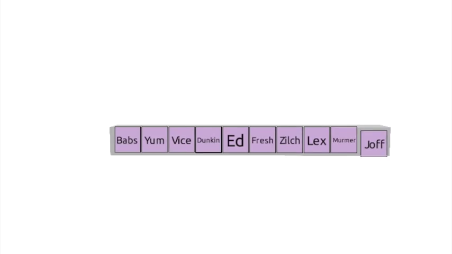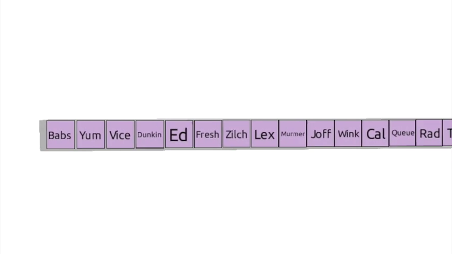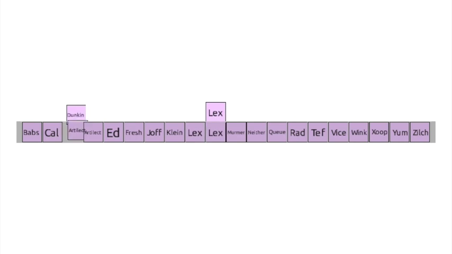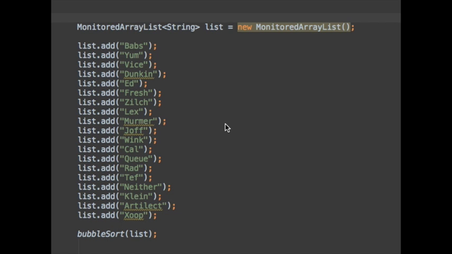Let's say you have a list of names and you have an algorithm that sorts this list, but you're writing it from scratch and inevitably you'll make mistakes on your way to perfection. So what we're seeing now is a bubble sort executing on this list. Now, the nice thing about it is all that the programmer did is write the sorting algorithm on a monitored array list instead of a normal array list.